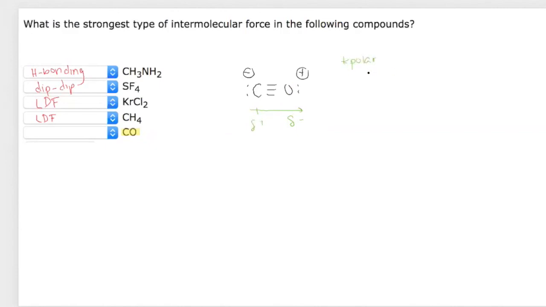So we're going to ask ourselves that same question of, does it have dipole-dipole interactions, or does it have H bonding? Does it have any HFON bonds? There are no hydrogens, so there are no HFON bonds, and therefore the strongest intermolecular force we see here is dipole-dipole interactions.